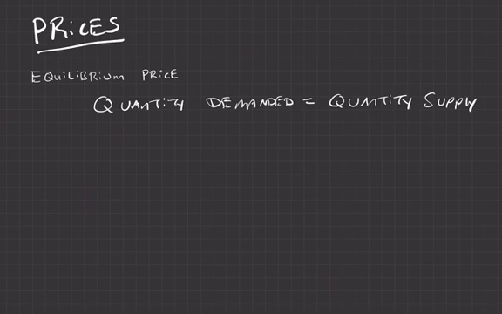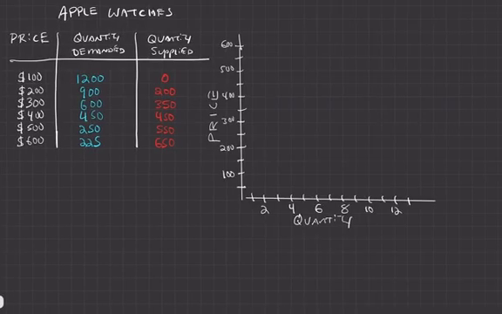So if we look at how this works in a market and we look at some examples, we can look at Apple Watches. So we see here we have our schedule. We have our prices shown in this schedule of all these different prices of Apple Watches. We have how much people might be willing to demand Apple Watches at those prices, and we see the law of demand in effect, right? That at low prices, there is a lot of demand, and at high prices, there's less demand. So people demand less of a good as prices go up.